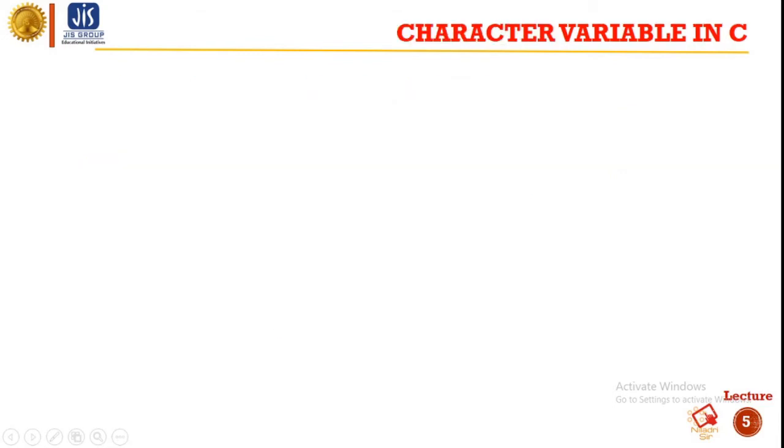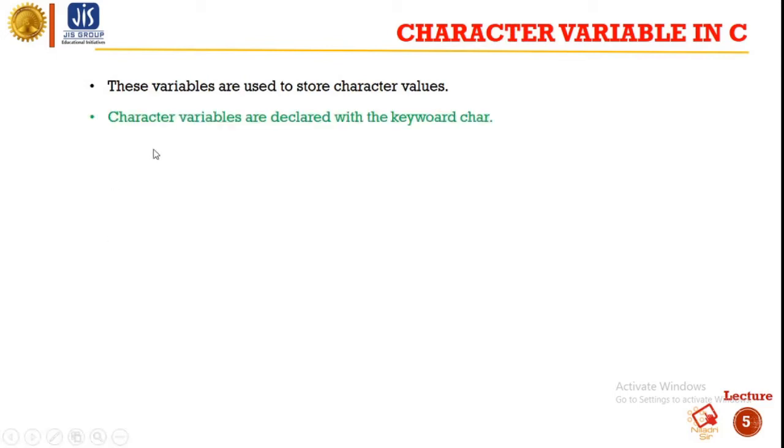So what is a character variable? These variables are used to store character values. Character variables are declared with the keyword char. These are the examples: char a = 'A' and char a_var = 'X'. Always remember that char values will be within single quotes. The character constants will be within single quotes.